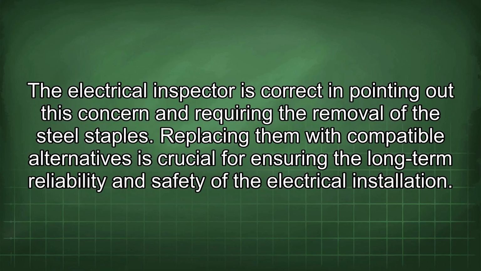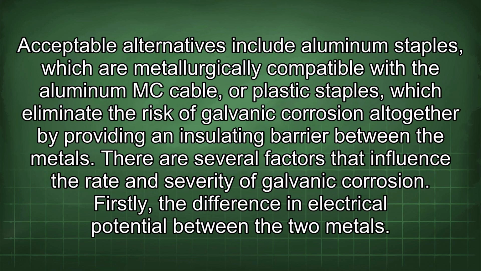The electrical inspector is correct in pointing out this concern and requiring the removal of the steel staples. Replacing them with compatible alternatives is crucial for ensuring the long-term reliability and safety of the electrical installation. Acceptable alternatives include aluminum staples, which are metallurgically compatible with the aluminum MC cable, or plastic staples, which eliminate the risk of galvanic corrosion altogether by providing an insulating barrier between the metals.